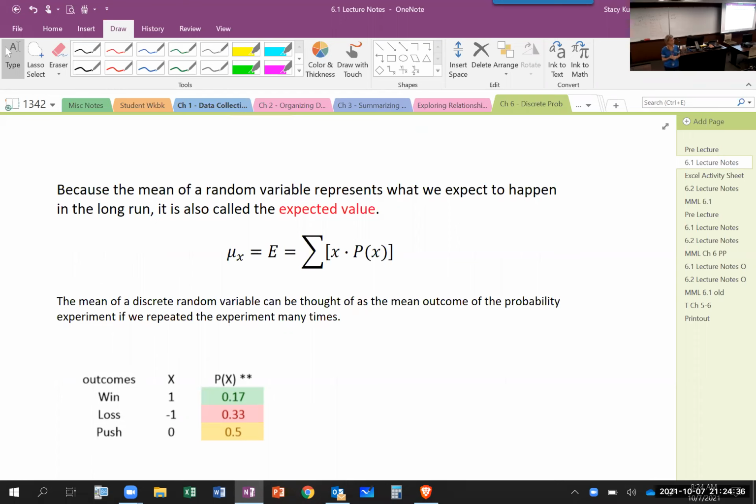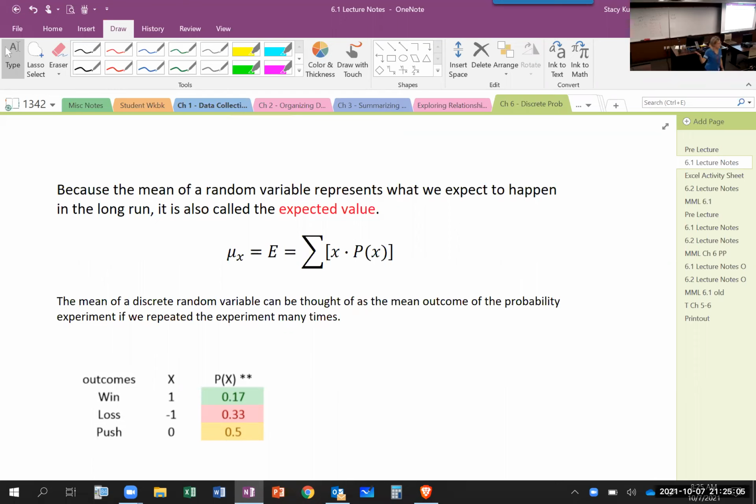Right? How much would I win on average if I played this game? That's what we are talking about when we think about expected value. So the mean or the average of our random variable represents what we expect to happen in the long run. So let's say we played the game 10 times, right? I could add up my winnings, divide it by 10, and I would have an average winning, wouldn't I?